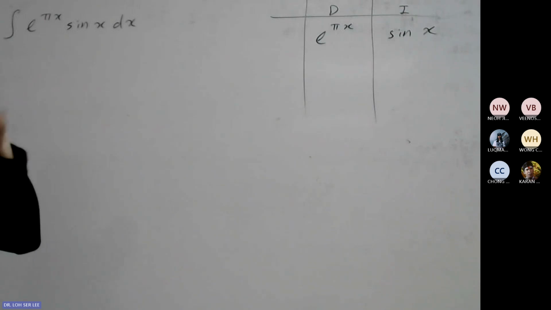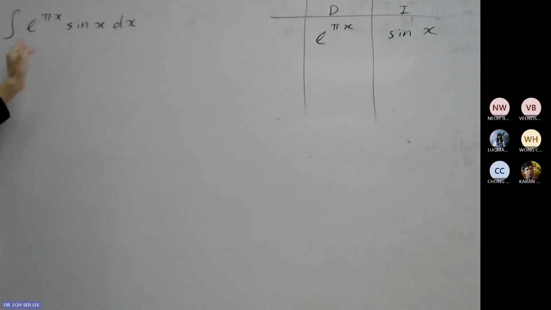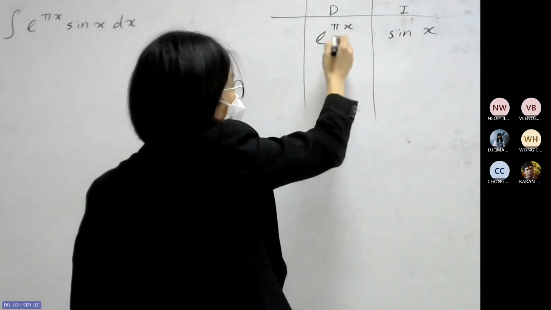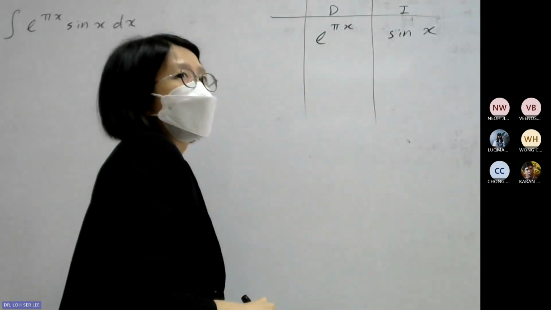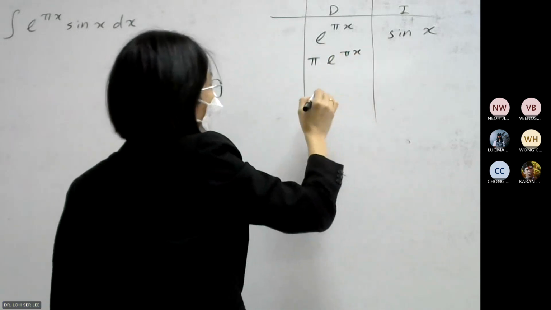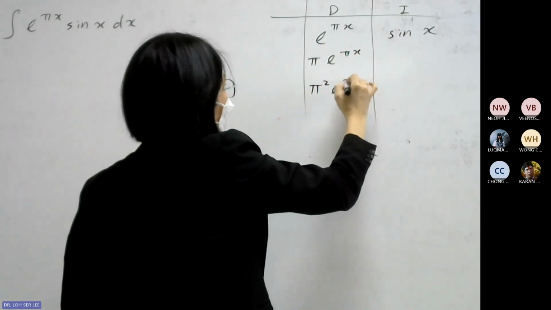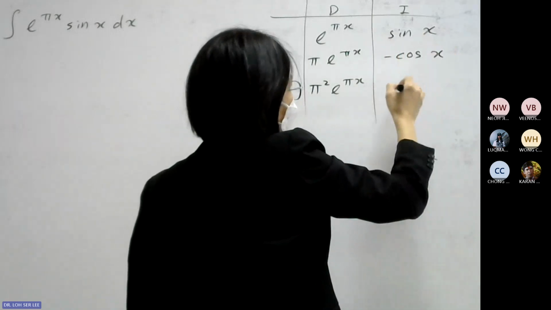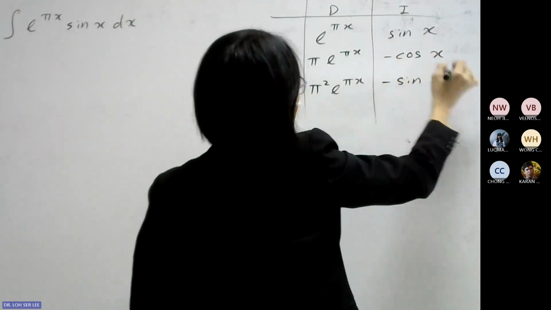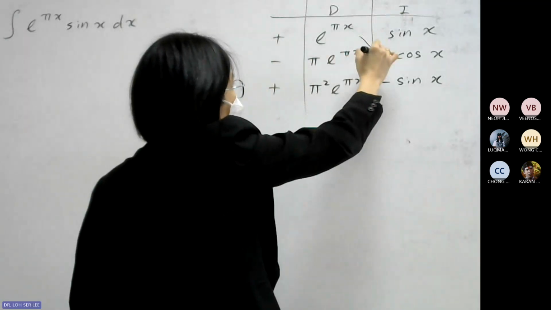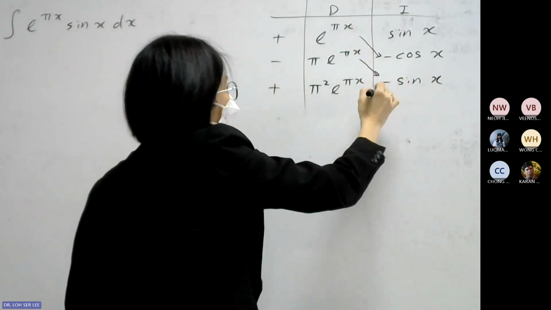For the third case, exponential sine or exponential cos, we work out two more rows. This one differentiate, what do you get? Sine e pi x. One more: pi squared e pi x. Integrate sine, we get negative cos. Integrate again, negative sine. Plus, minus, plus.